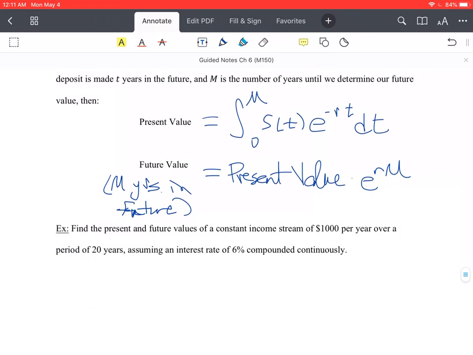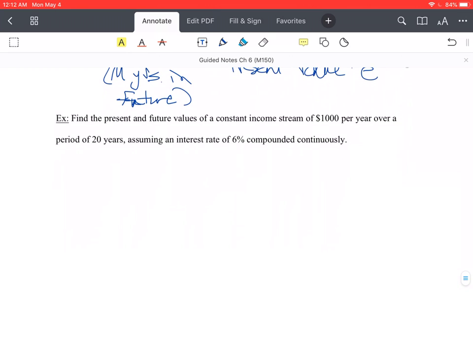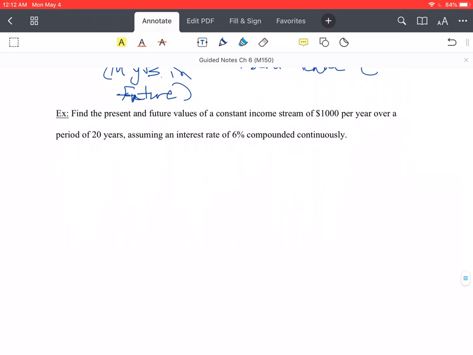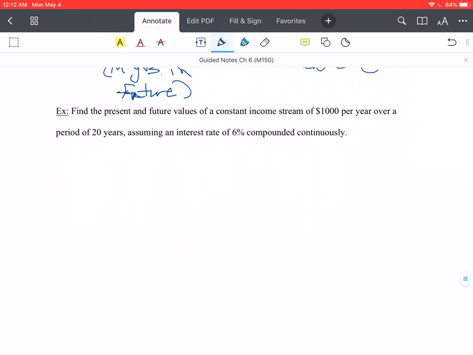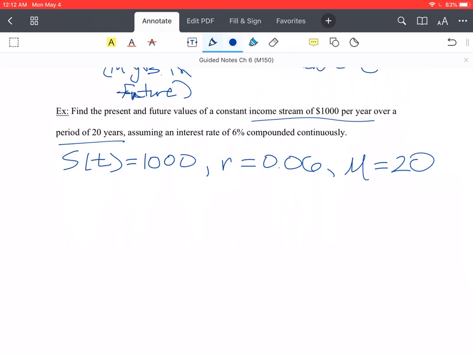Okay, so let's take a look at an example. Find the present and future values of a constant income stream of $1,000 per year over a period of 20 years, assuming an interest rate of 6% compounded continuously. So let's identify the pieces that we know already. The income stream is $1,000 per year, so S of t equals 1,000. The interest rate compounded continuously is 0.06, and the number of years in the future we're looking is 20 years. It's a 20-year period, interest rate of 6%.